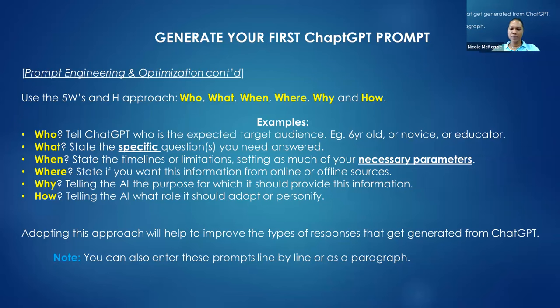setting your necessary parameters where possible. With using where, state if you want this information to be from online sources or ask how to find possible offline sources. When using why, tell the AI the purpose for which it should provide this information. And finally, when using how, tell the AI what role it should adopt or personify. Adopting this approach will go a long way to improving the generated responses that you can receive from ChatGPT. You can enter these prompts line by line, or you can bundle them as a complete paragraph. The AI can handle either way.